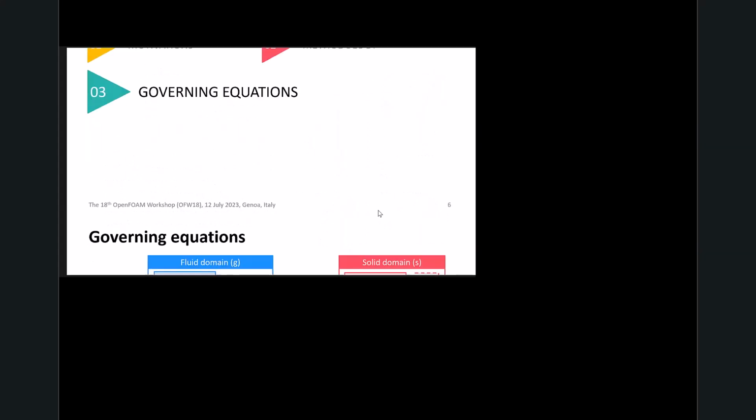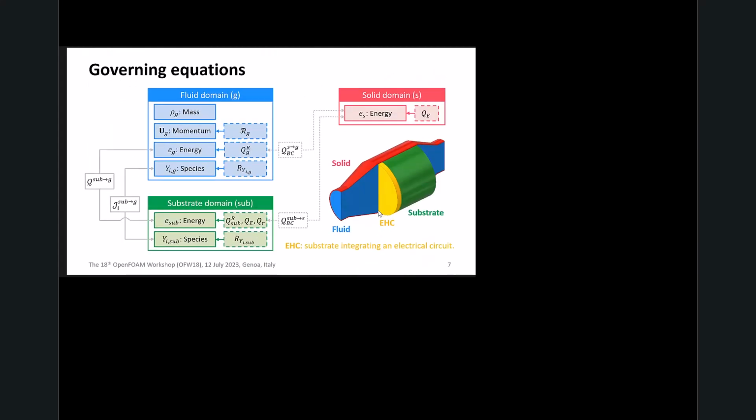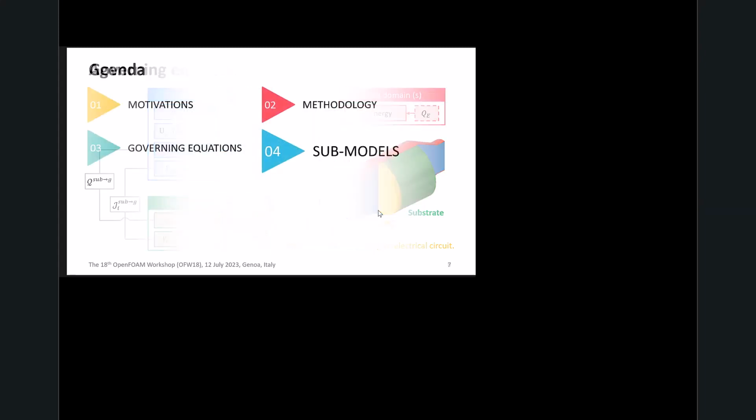Here there is an overview of the governing equations of the different domains that are considered, namely fluid, solid, and substrate domain. There is the possibility to consider more than one substrate domain. For example, the electrolytic catalyst is a generic substrate with the integration of an electrical field. Here there is also the possibility to see the different coupling terms that are used to couple the different regions.